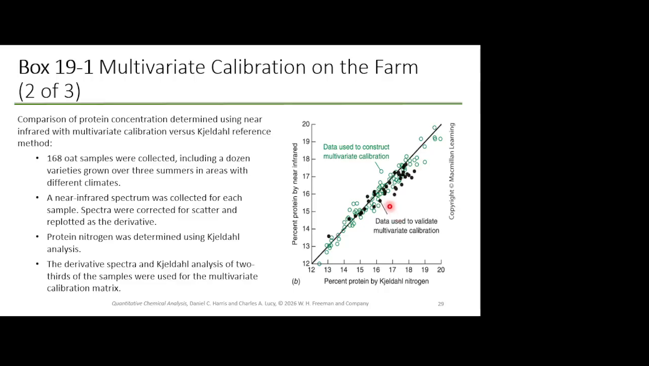And so the black ones here are the validated multivariate calibrations. These ones right here are the data used to construct the multivariate calibration, and so those are the green without any filling. Okay, the black ones are the validated ones. That making sense so far? Okay. Anybody have any questions on this material so far?